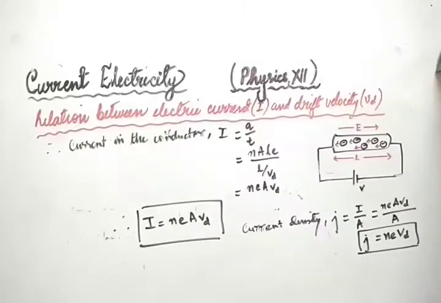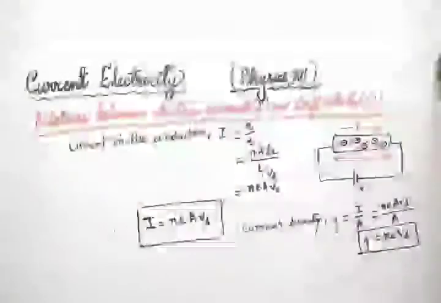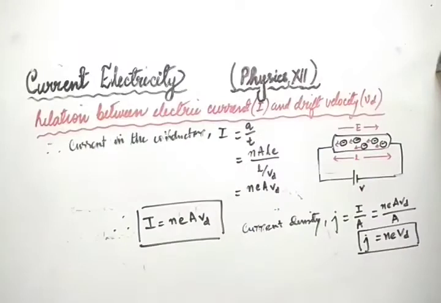Now we can also deduce Ohm's law from these relations, from I, J, then drift velocity. So let us see how we can deduce Ohm's law.